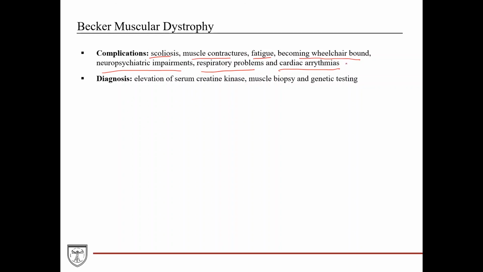These patients can live, whereas with Duchenne, usually patients have a life expectancy of about their 20s or maybe early 30s, best case scenario. Becker, it's much more variable depending on the severity of the disease. Diagnosis, very similar to Duchenne. You can see elevation of serum creatinine kinase, again, because you're still having breakdown of muscle cells. You confirm it with a muscle biopsy, and then the most definitive way to diagnose it is genetic testing.